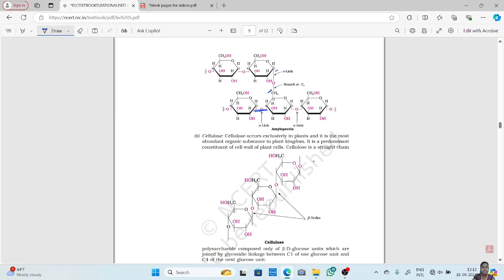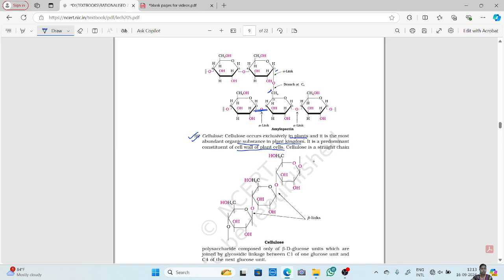Now next is the cellulose. Cellulose occurs exclusively in plants and it is the most abundant organic substance in the plant kingdom. So it is found in almost most of the plants. Now it is a predominant constituent of the cell wall of plant cells.